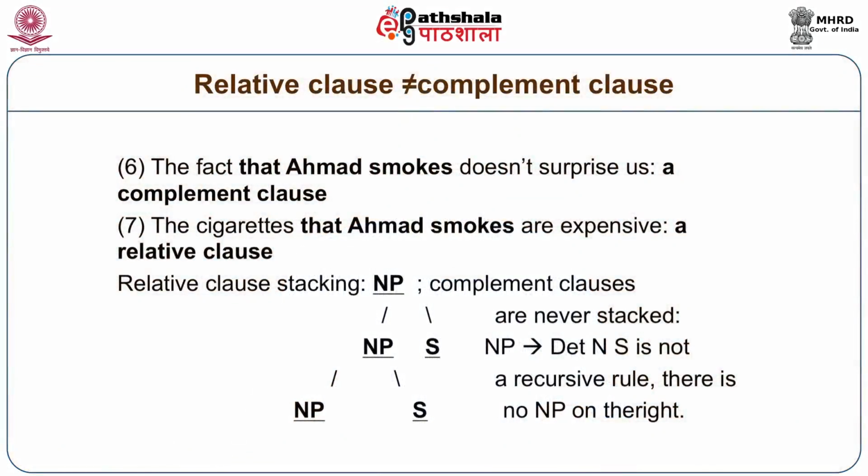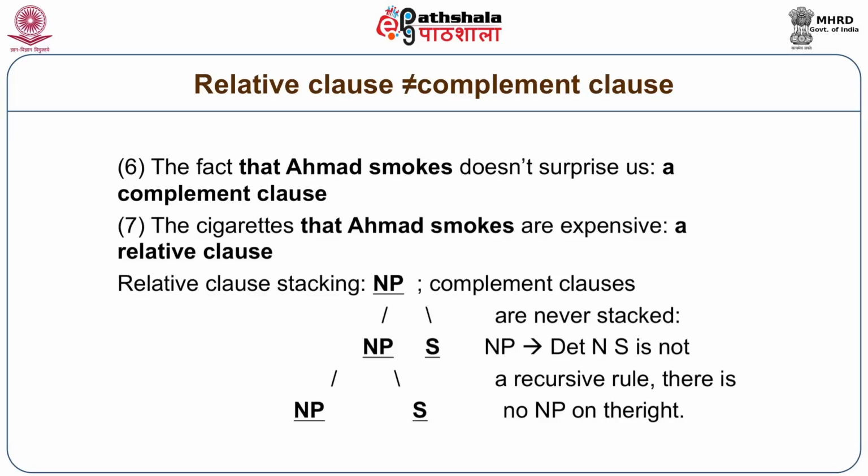That is the way in which our notation states that a relative constituent gets co-indexed with its antecedent by this transformation number 5. We now, as promised, turn to the contrast between relative clauses which can occur one after the other stacked, attached to the same NP, and complement clauses which do not appear with any stacking because they are introduced once only by a non-recursive phrase structure rule. NP gets rewritten as det N S. The examples we give you are 6 and 7. 6 is the fact that Ahmed smokes doesn't surprise us, where the fact that Ahmed smokes contains a complement clause that Ahmed smokes, which is a complement of the head noun fact.